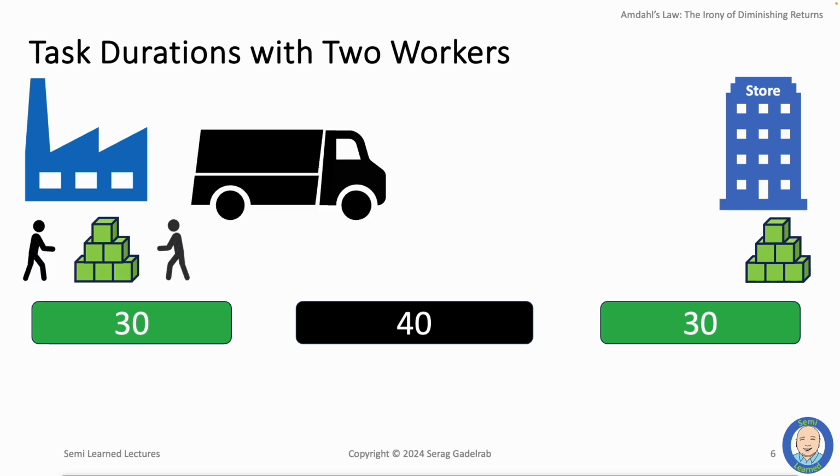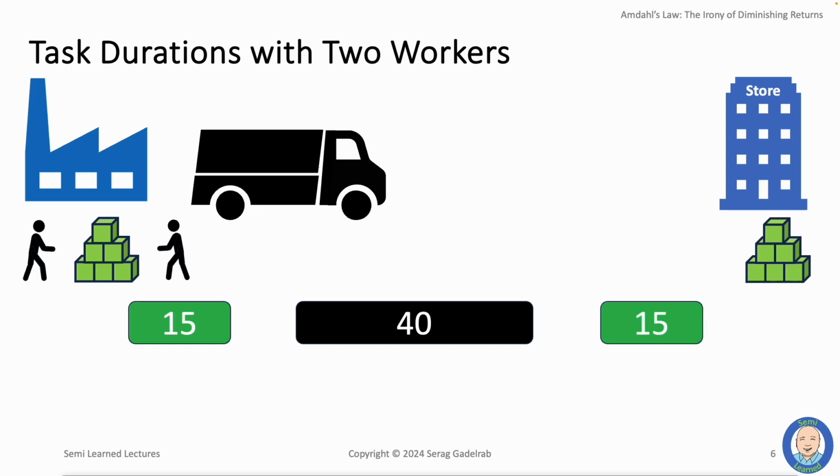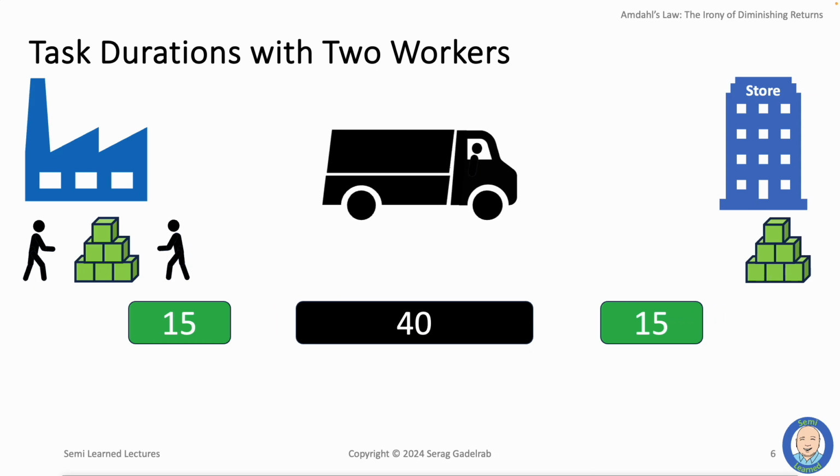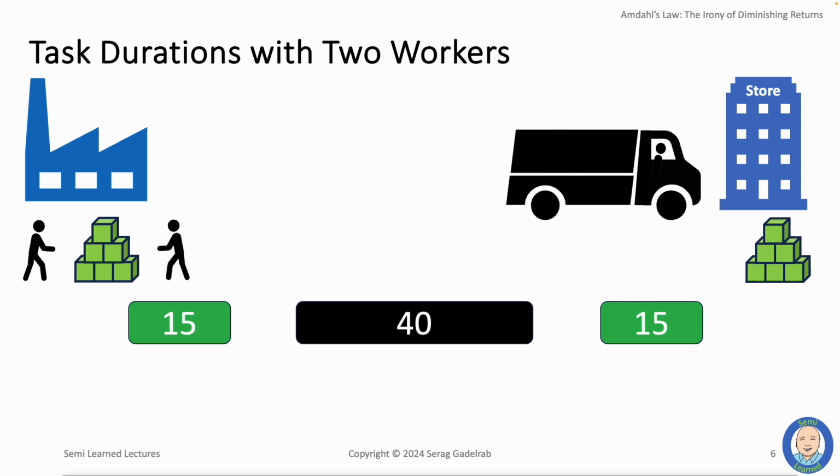So let's add that second worker and revisit the task durations. The loading time will now go down from 30 minutes to 15 minutes, and the same thing is going to happen with the time to unload the van. The time for the drive is not changed by adding the second worker, who is being paid but not really doing any useful work. In other words, they are overhead while the van is driving along.